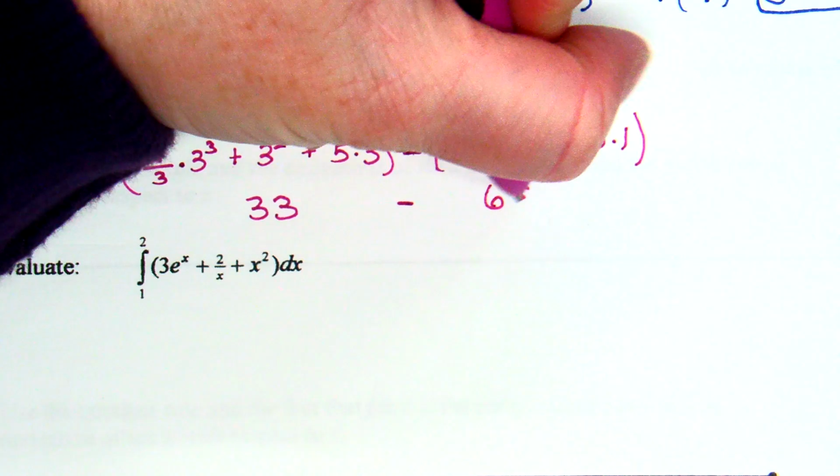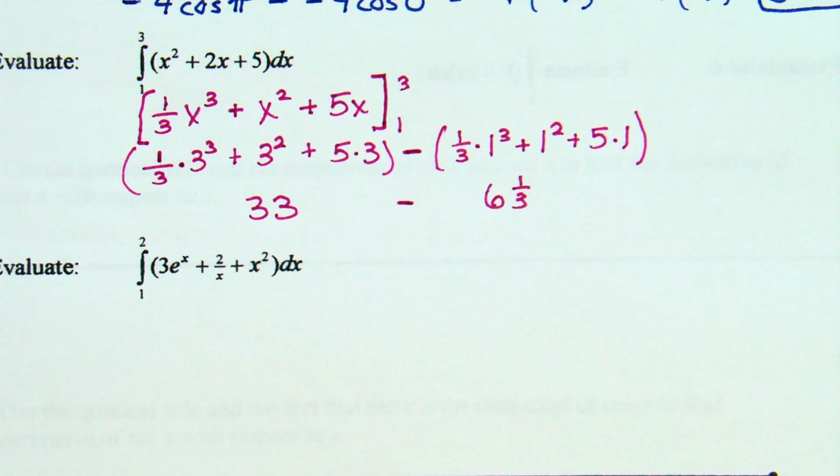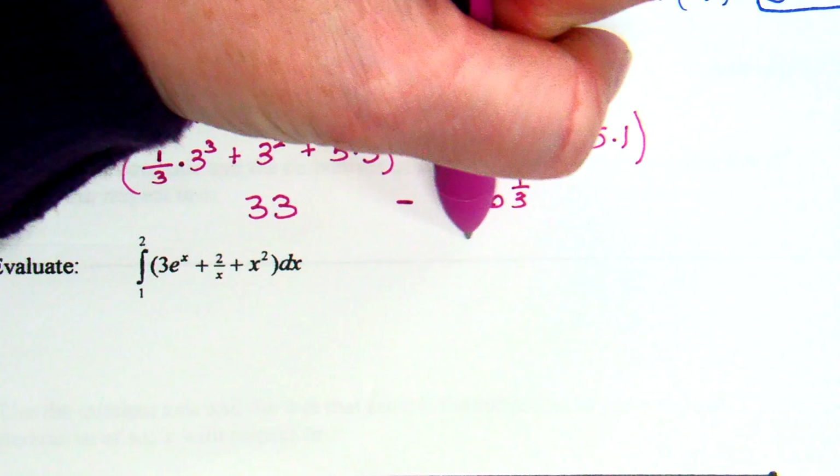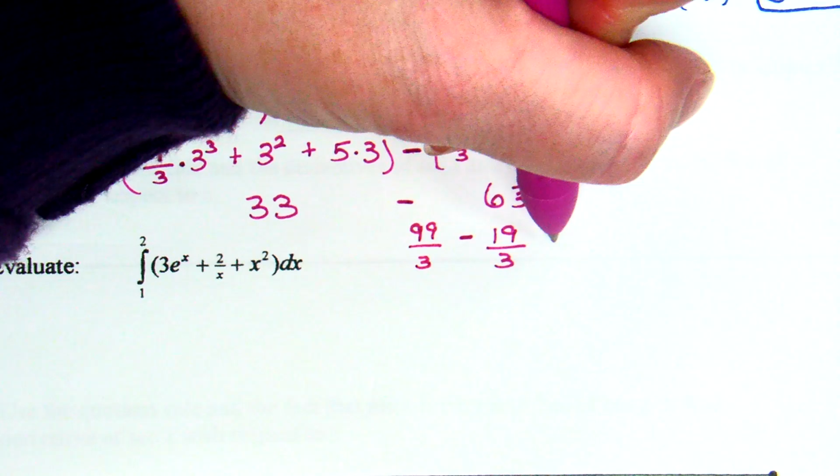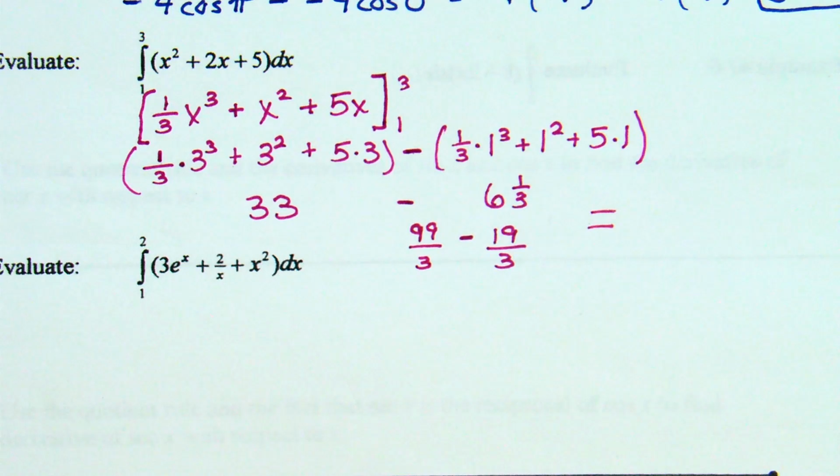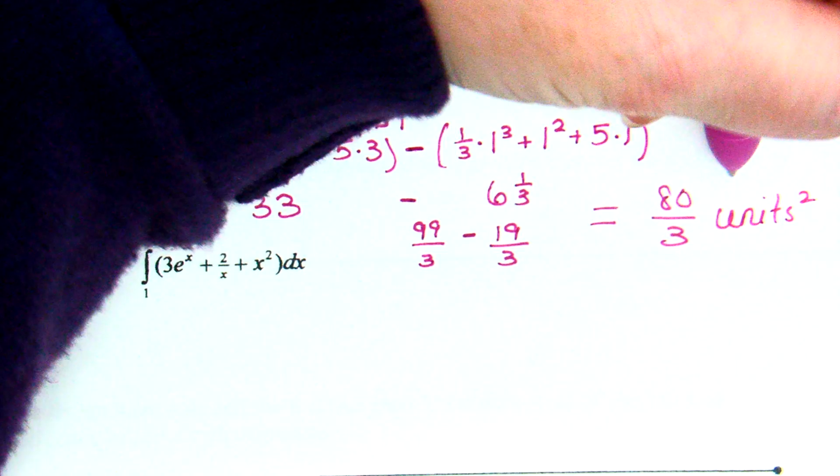And, I mean, here's what it comes down to. What are you most comfortable with? Because somehow you have to get an answer, although usually calculus does not want a mixed number answer. So, if we're going to say that this is 19/3, what do you know about 33? 99/3. 99/3 minus 19/3 is 80/3. 80/3 what? Units squared.